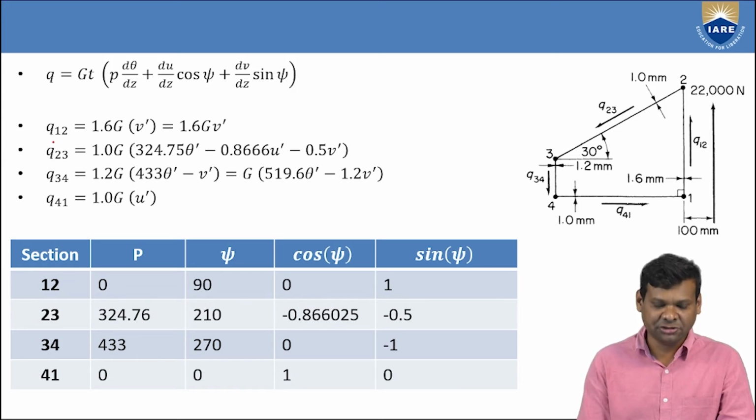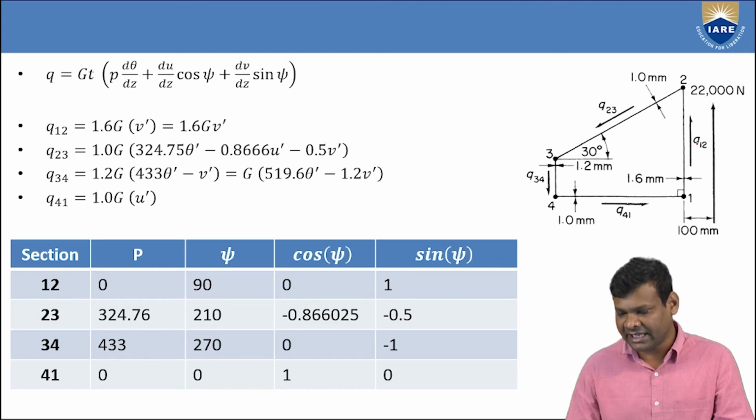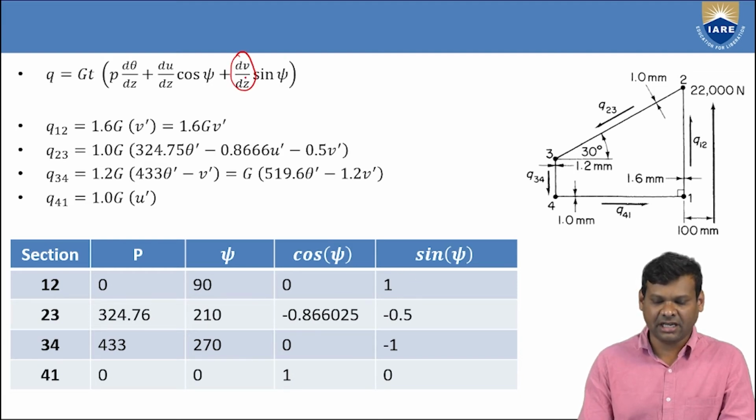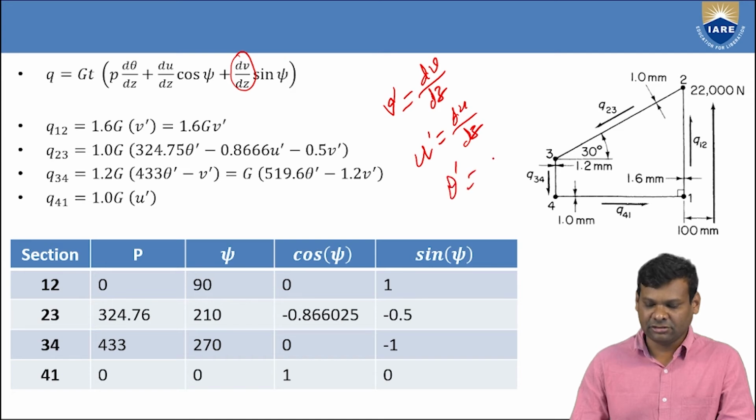Let us look into the shear flow associated with Q12. G remains constant throughout this section. The thickness here is given as 1.6 mm, so it is 1.6 G. P is 0, so this term is 0, and cos phi is 0, sin phi is 90 degrees. That is, we have only the term dv by dz. What I am doing is, let us say v dash is equal to dv by dz, u dash is equal to du by dz, and theta dash is equal to d theta by dz.